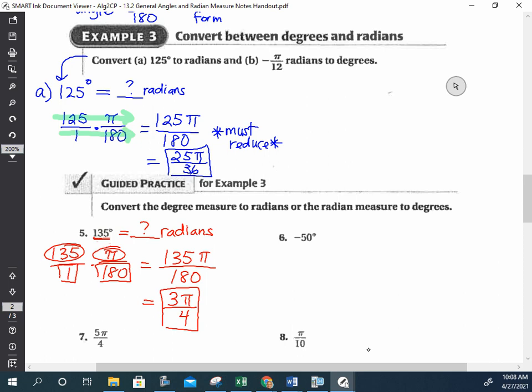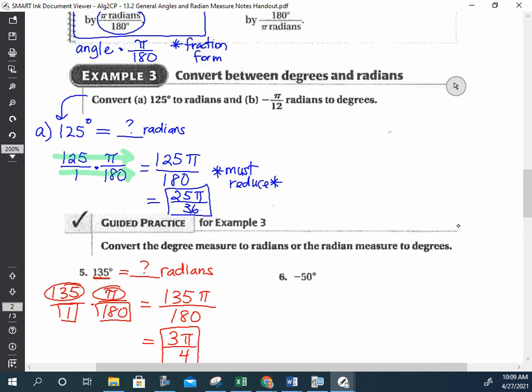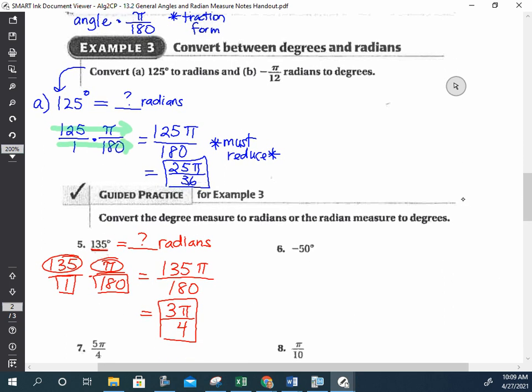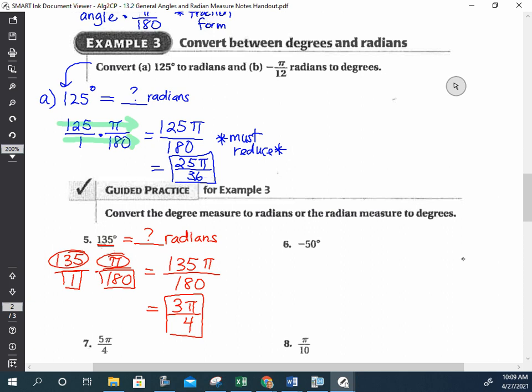Any questions on changing from degrees to radians? There's another 30 seconds if you need to finish copying down that problem. We're going to go from radians to degrees.